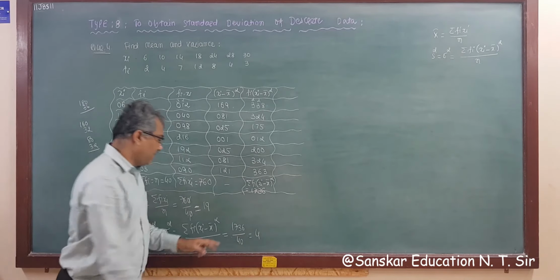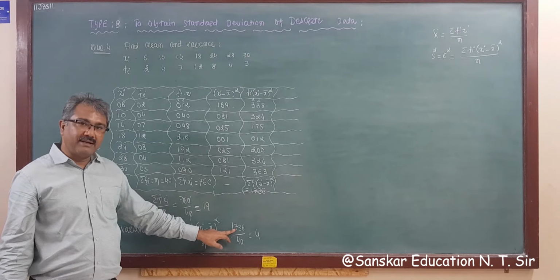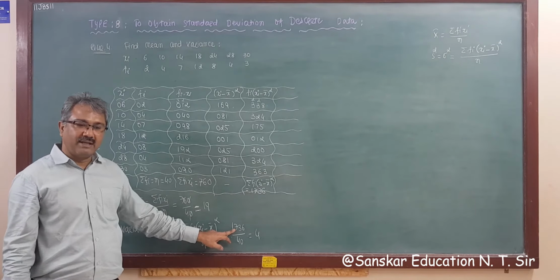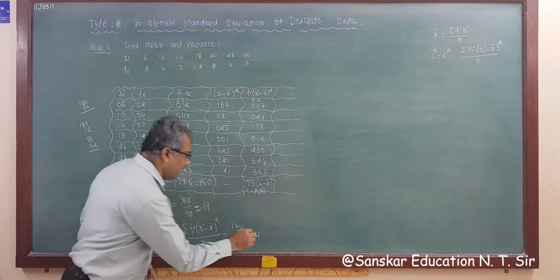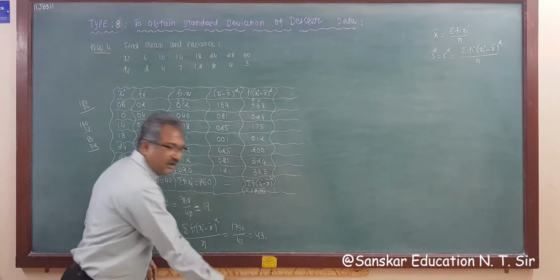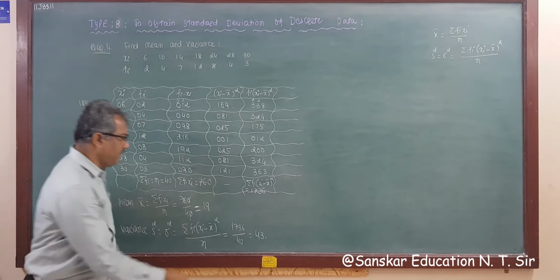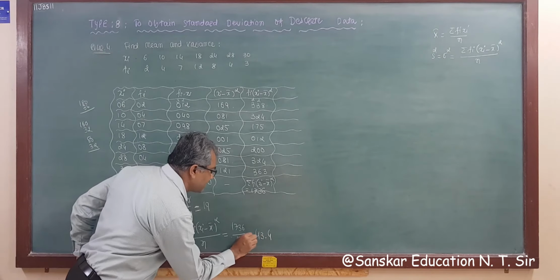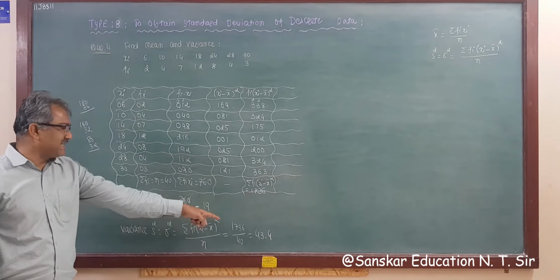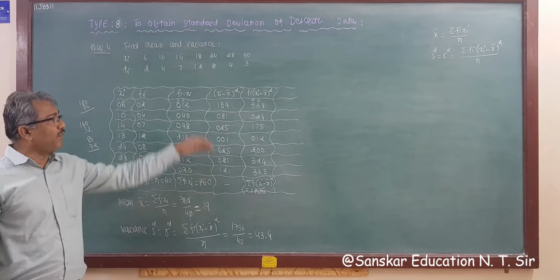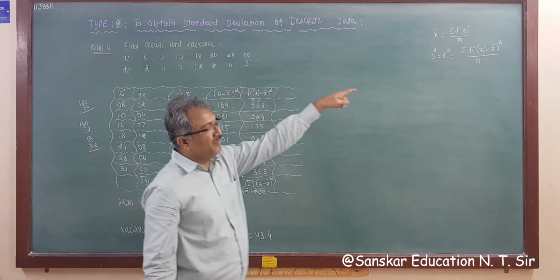So 40 into 4, 160. So 4, 160 and 13. 13 into 0, 130. That is 40 into 3, 120. So 43 point, it will be, I think, 4. You can check on the calculator. So the variance is 43.4 for the first simple method.